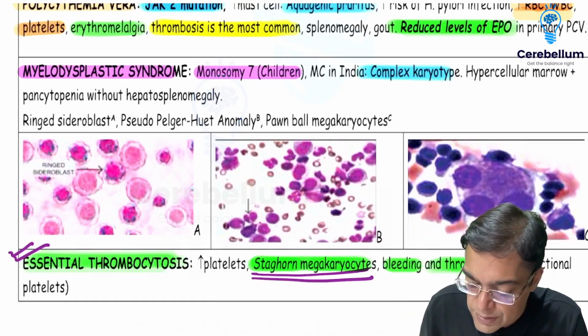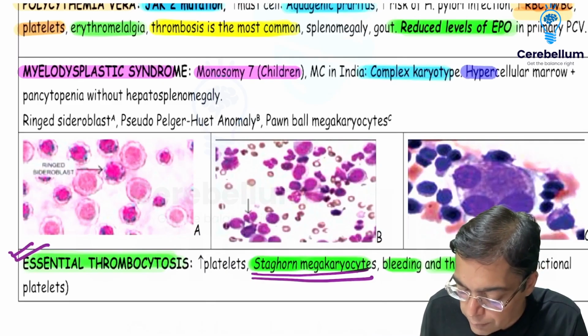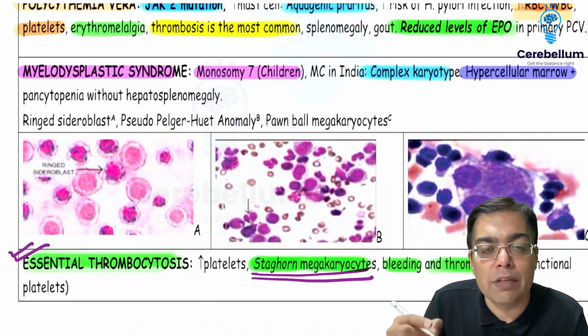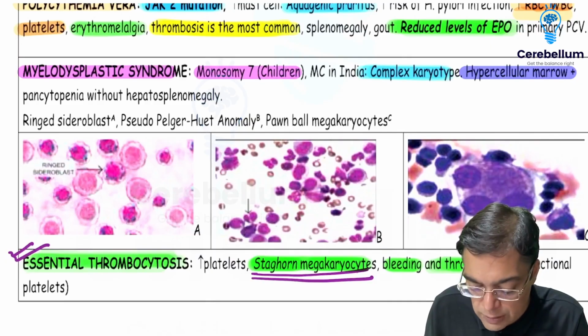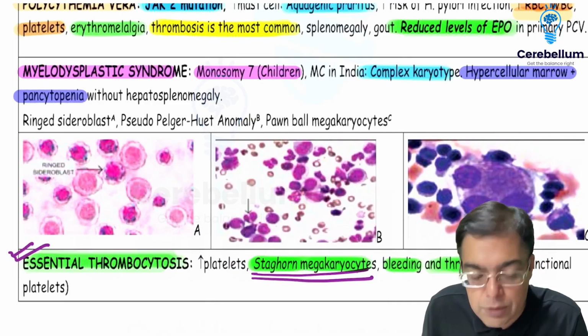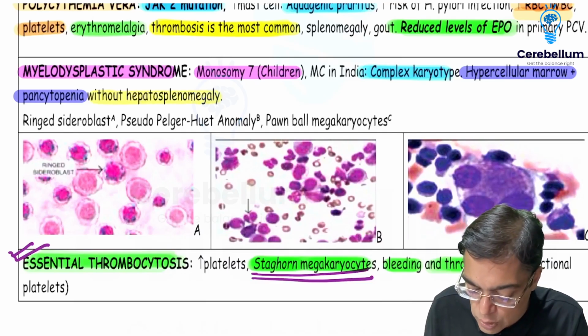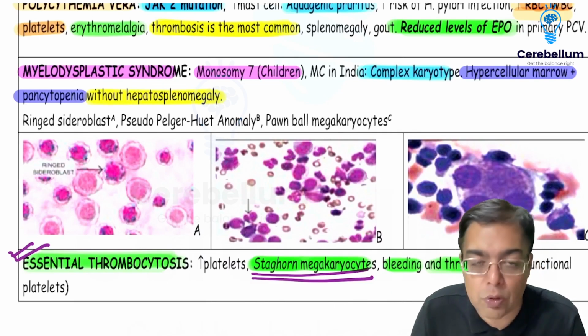This is a condition having a peculiar feature, and the peculiar feature here is that patients have an increased number of cells in the marrow. So the bone marrow is hypercellular, but there is ineffective erythropoiesis, because of which in the peripheral circulation you find the presence of pancytopenia. Additionally, we need to remember it is not going to have the presence of hepatosplenomegaly.